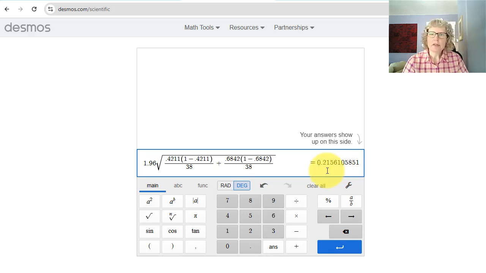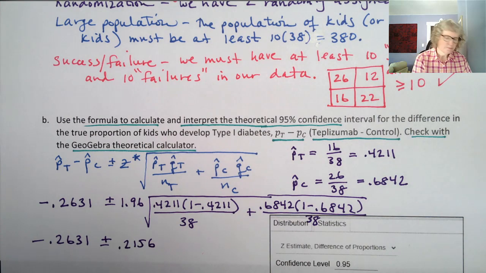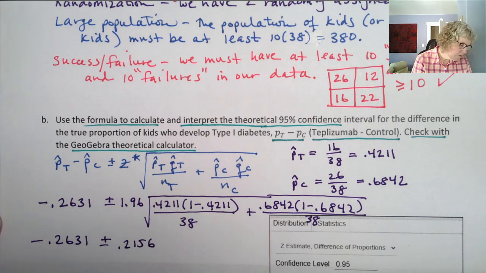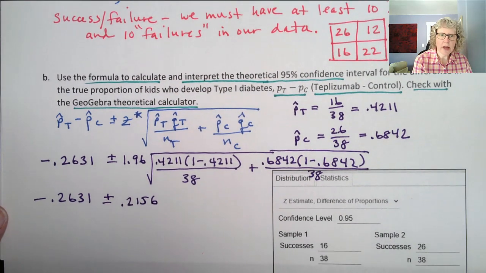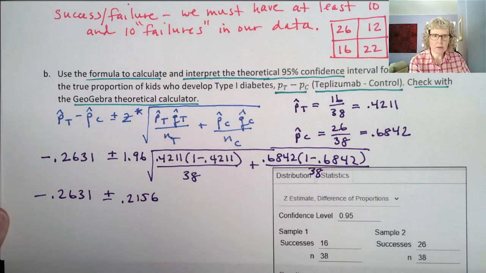Okay, I wrote that down, 0.2156, yep, checked rounding. Okay, 0.2156. Great, so that's our margin of error. Now we can do the subtraction, right? The addition and subtraction part.